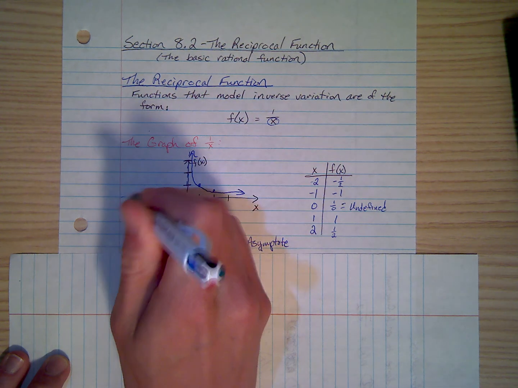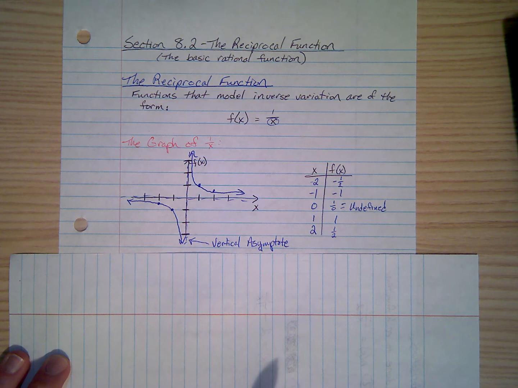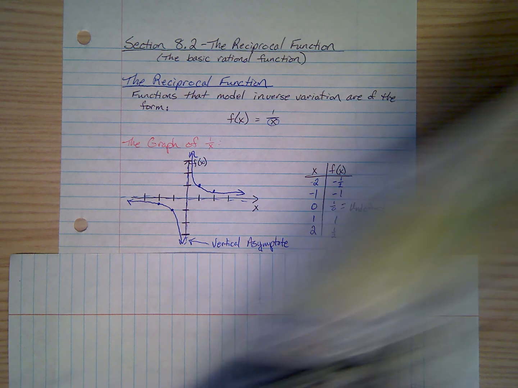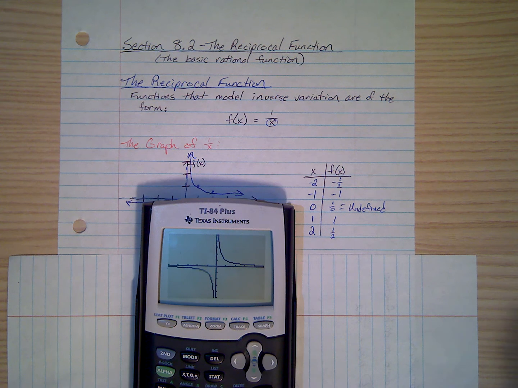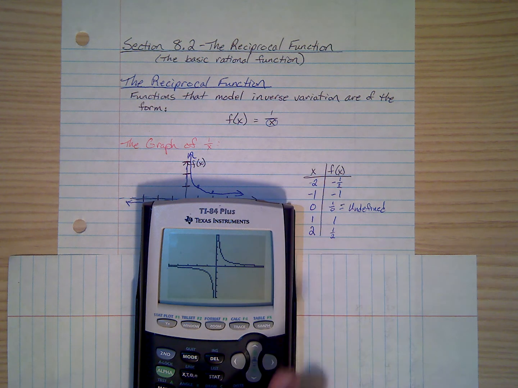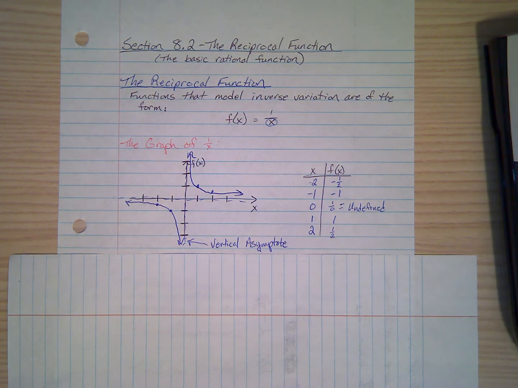There's actually a horizontal asymptote on the x-axis here as well, because we're going to get infinitely close to that and not touch it. If you look at your graphing calculator, it gives you a better example of this. I've already programmed it into the calculator here, and this is what it looks like. Okay, this is a discontinuous function, meaning you can't draw it without picking up your pen or pencil. So that's what the basic function looks like.